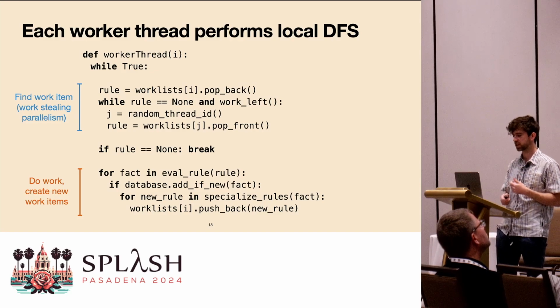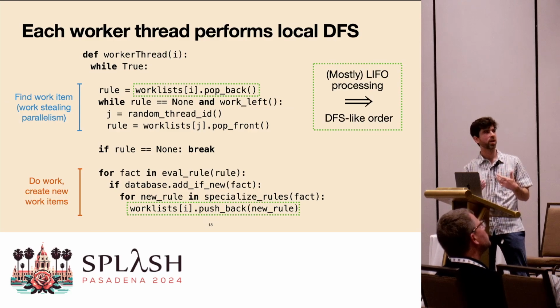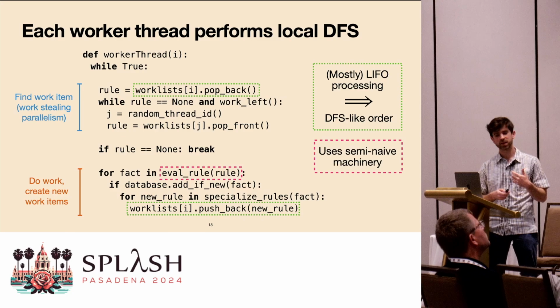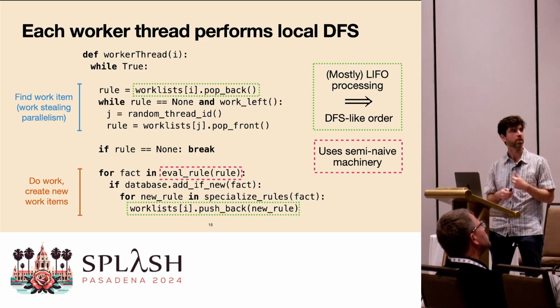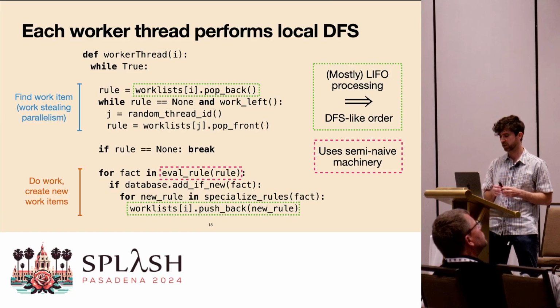So two things to note here. The first is that most of the time, work items are processed in this last in, first out order, and this gives us the depth-first search. And the second thing is that this rule evaluation here is going to reuse that semi-naive machinery, as I mentioned.